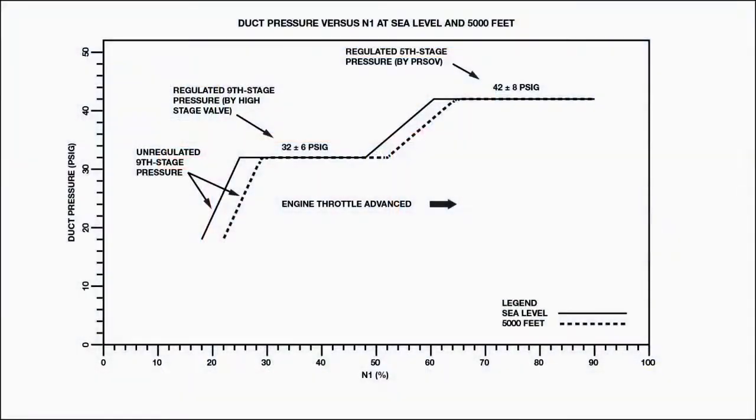The Fault Isolation Manual, or FIM, has charts that compare normal duct pressure to N1 and altitude. By knowing the altitude, N1, and pressure when a fault occurs, you can reduce the scope of troubleshooting efforts. To learn how to use these charts, let's take a closer look at how they are built.